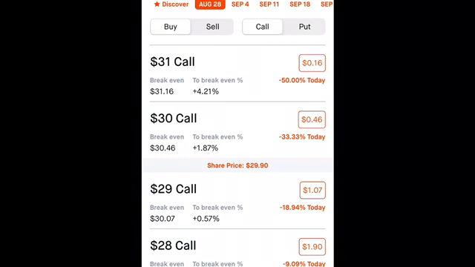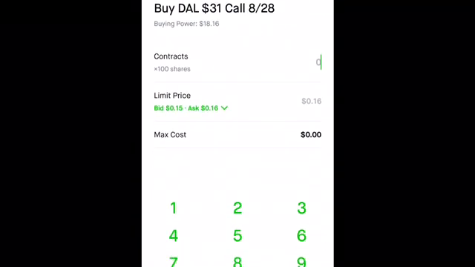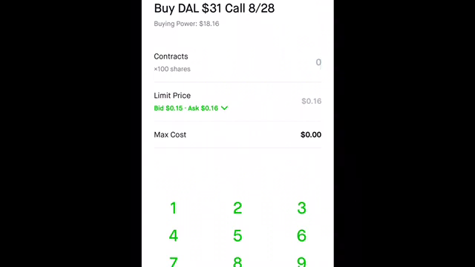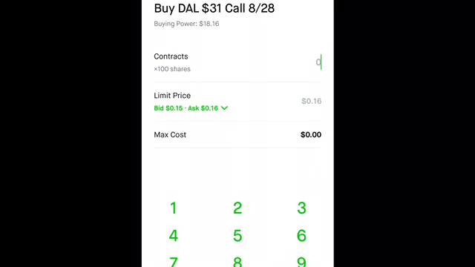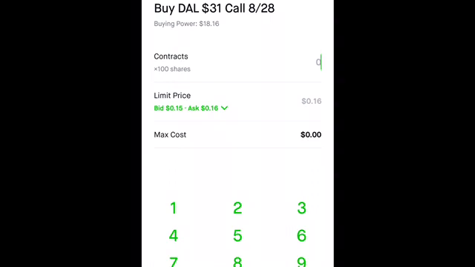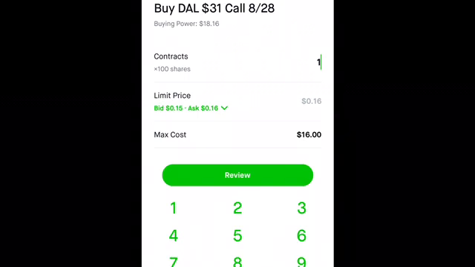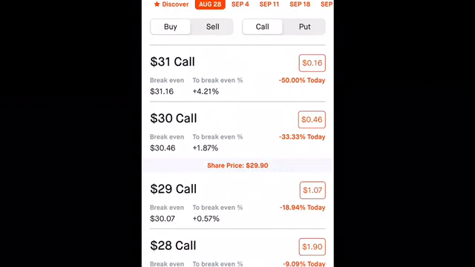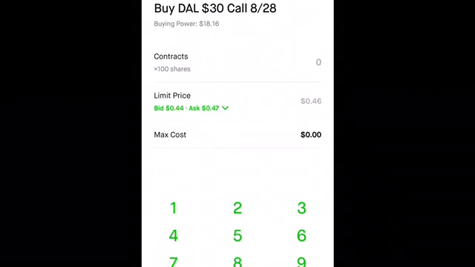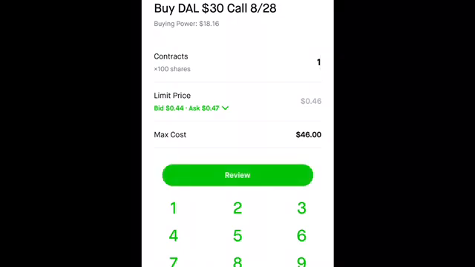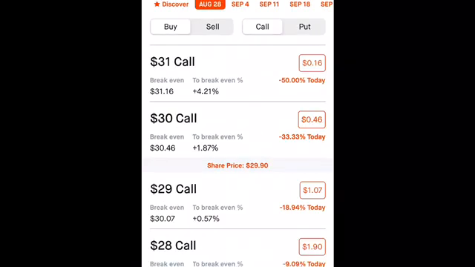Well, not necessarily, because when you buy options, either calls or puts, every contract that you buy is always going to be times 100. Essentially meaning a call gives you the right to own 100 shares of Delta at $31. So if I were to buy one here, my total would be $16, which is 16 cents times 100. And it's the same for all of them. If I go to the $30 call right below it, it is the exact same thing, right? You buy one, it is times 100, making the price of the contract $46.